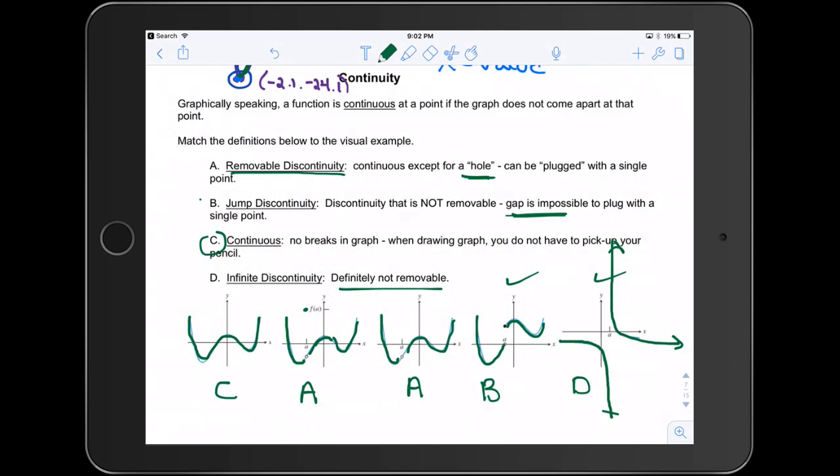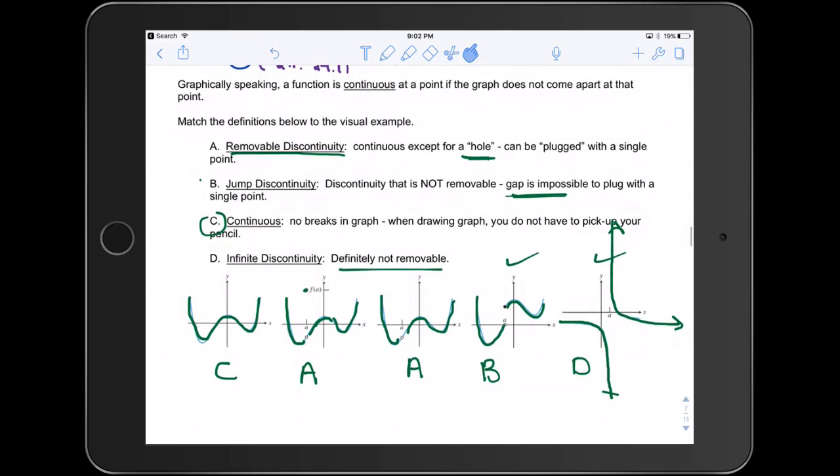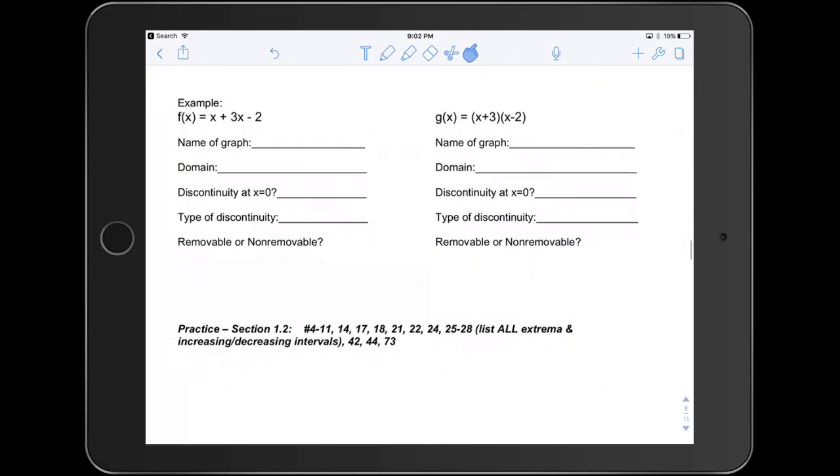So that's a quick summary of the different types of discontinuity, and we will be talking about those quite a bit. These are two examples that we want to talk about, and I'm just going to tell you up front that I switched this from a different format, and this example is completely wrong, not even close to what it should be. That problem right there should be x plus 3 over x minus 2. So that is the function x plus 3 over x minus 2.